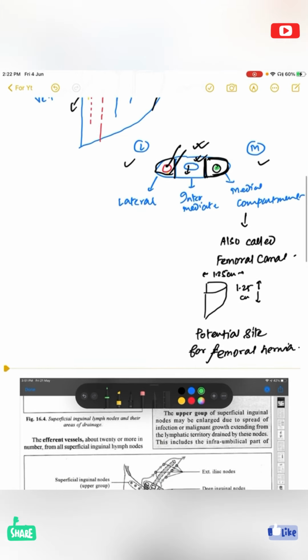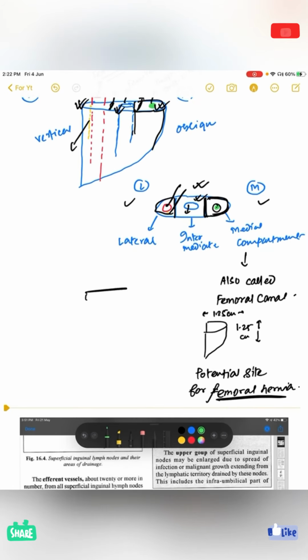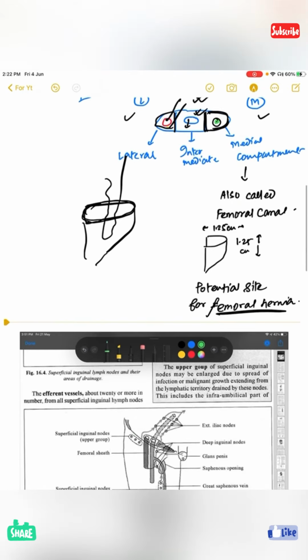This femoral canal or medial compartment of the femoral sheath is a potential site for the formation of a femoral hernia. That is, when an intestinal loop comes inside this femoral canal, we call it a femoral hernia, which is more common in females as they have a wider pelvis and the femoral ring is wider for them, right?